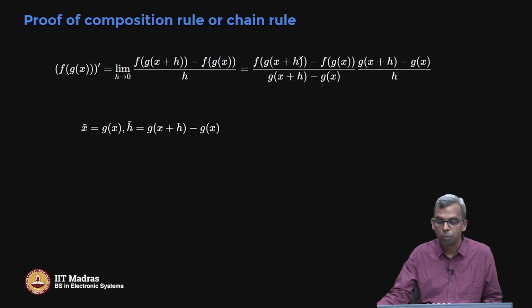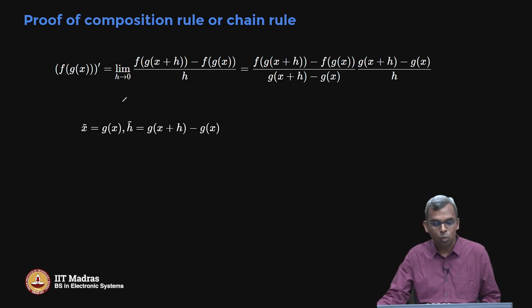So let's call it x tilde, and then I'm going to call this h tilde as g of x plus h minus g of x. So whatever is in the denominator, right? I want to make this look like the derivative of f at x tilde, right? So I'm going to put f of x tilde here. I'm going to get h tilde here.